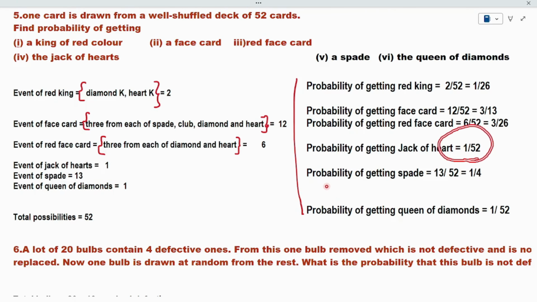Okay. Then come to the probability of getting the spade. I have total 13 spades. So the event of spades equals 13. The total possibility is 52. By substituting, we will get 1 by 4. The probability of getting the queen of diamonds: we know that the event of queen of diamonds is 1. The total possibility is 52. The probability we got is 1 by 52.